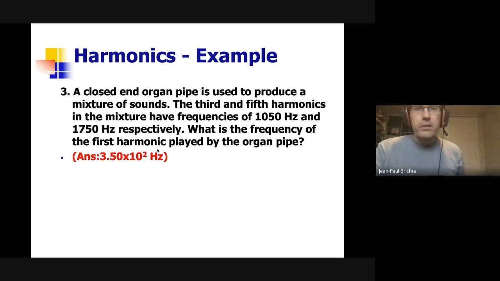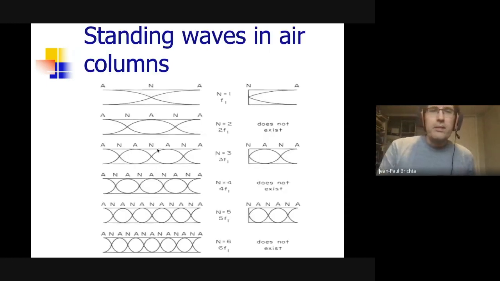Okay, I'm not going to do this example. Sorry, you can look at the slides. So this is just basically a summary. Again, this is the open air columns. This is the closed air columns. The open air columns always have antinodes on the open ends and a node in the middle, or I should say a node between antinodes.